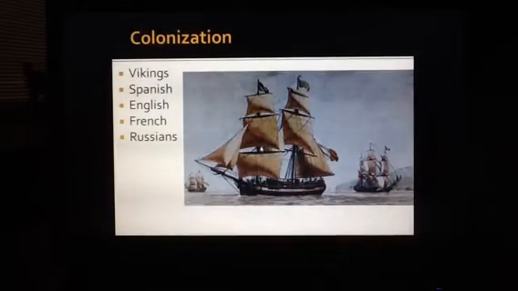After that, we have the Spanish, led first by Christopher Columbus and later by other explorers like Coronado, De Soto, and others, and then eventually the English, French, and Russians got into the exploration game as major players in North America. The Russians ended up settling parts of the Pacific coast from Alaska, parts of the Canadian Pacific, all the way down to near San Francisco.